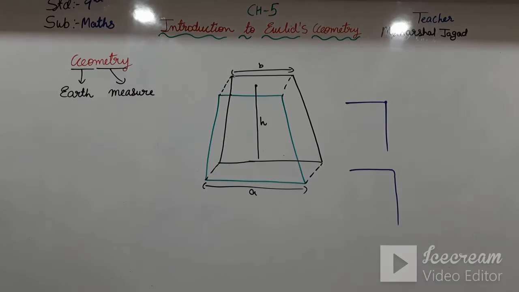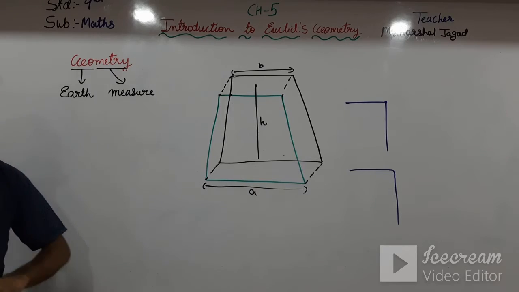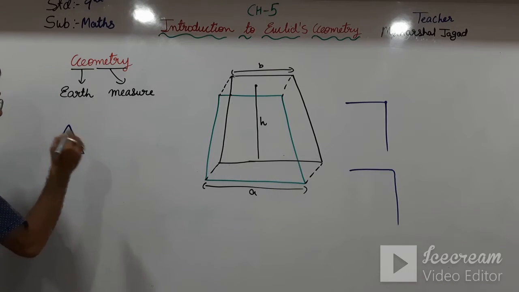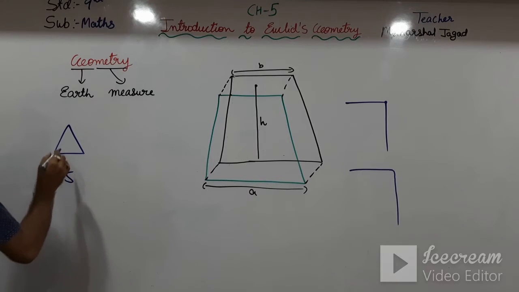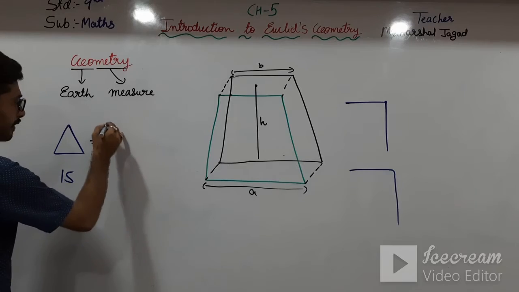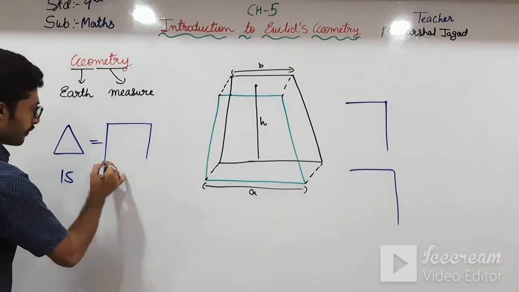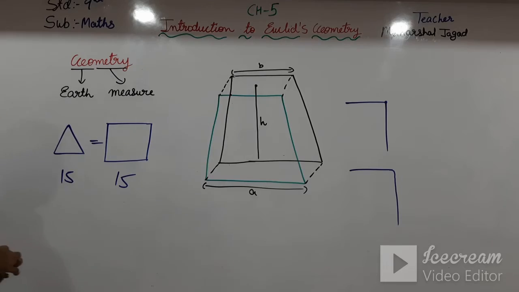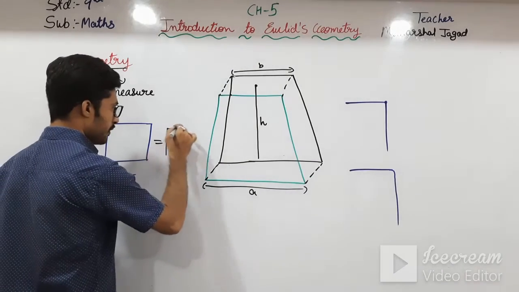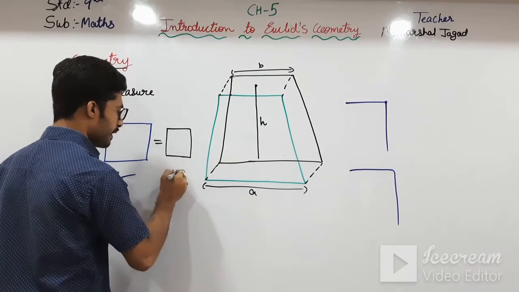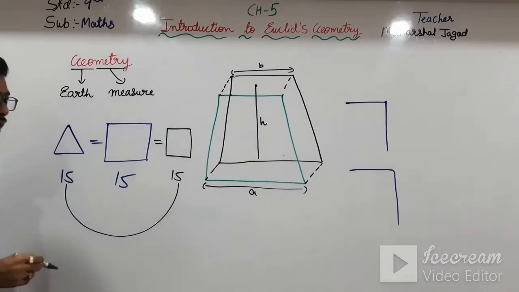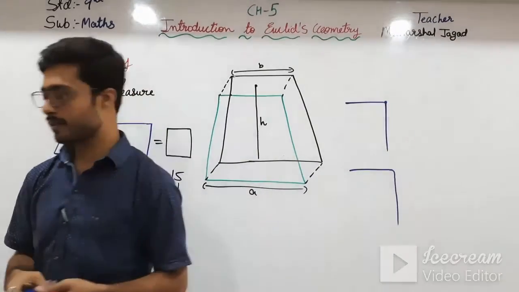See here, this is an example given over here. I am just trying to explain it so you can understand it. So here there is a triangle and its area, let us say, is 15. Here a rectangle is given to you, and its area is also 15. And here a square is given to you, and its area is also 15. Then the area of the triangle and the area of the square are equal. Okay students, this is explained in that point.